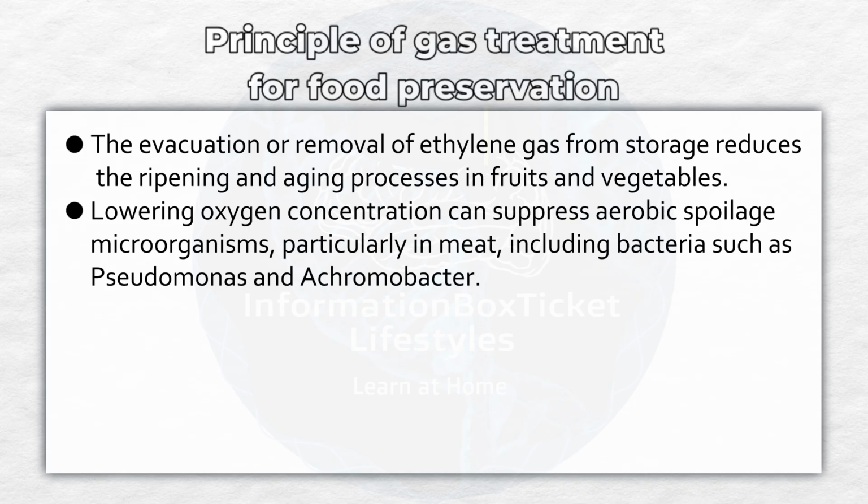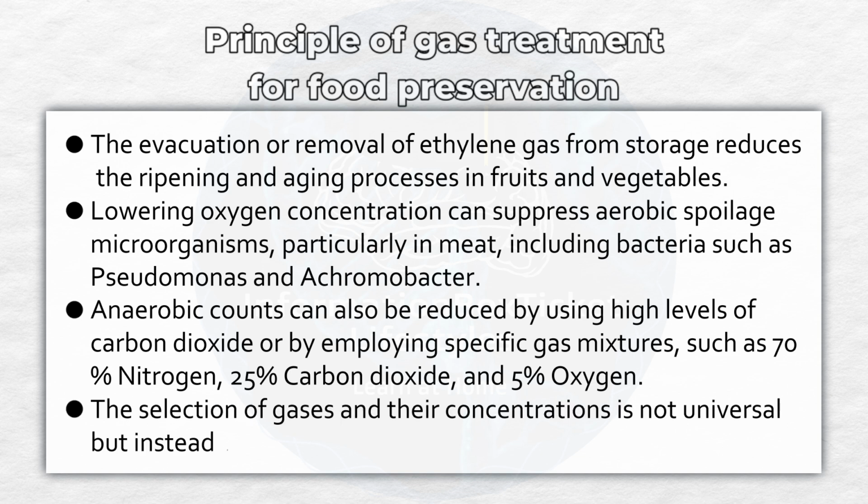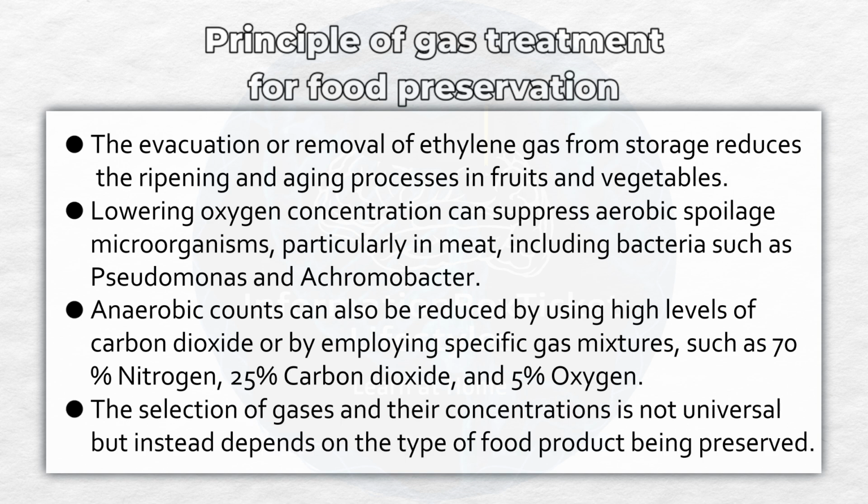Lowering oxygen concentration can suppress aerobic spoilage microorganisms, particularly in meat, including bacteria such as Pseudomonas and Achromobacter. Anaerobic counts can also be reduced by using high levels of carbon dioxide or by employing specific gas mixtures, such as 70% nitrogen, 25% carbon dioxide, and 5% oxygen. The selection of gases and their concentrations is not universal, but instead depends on the type of food product being preserved.